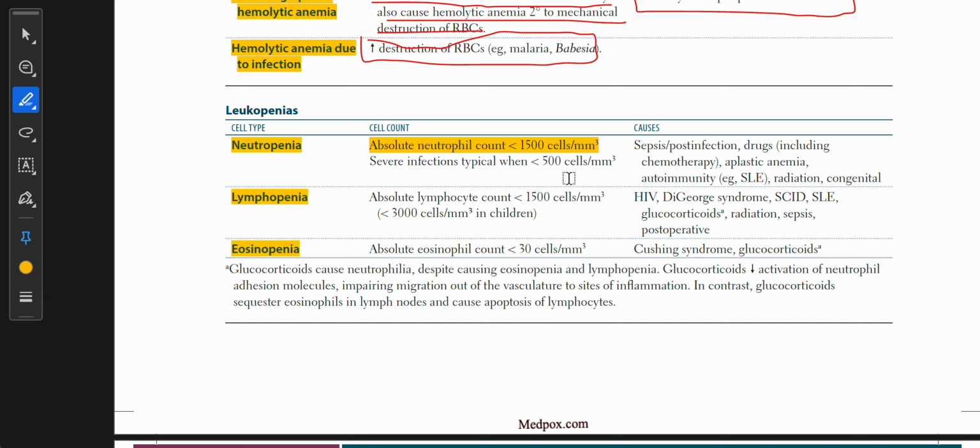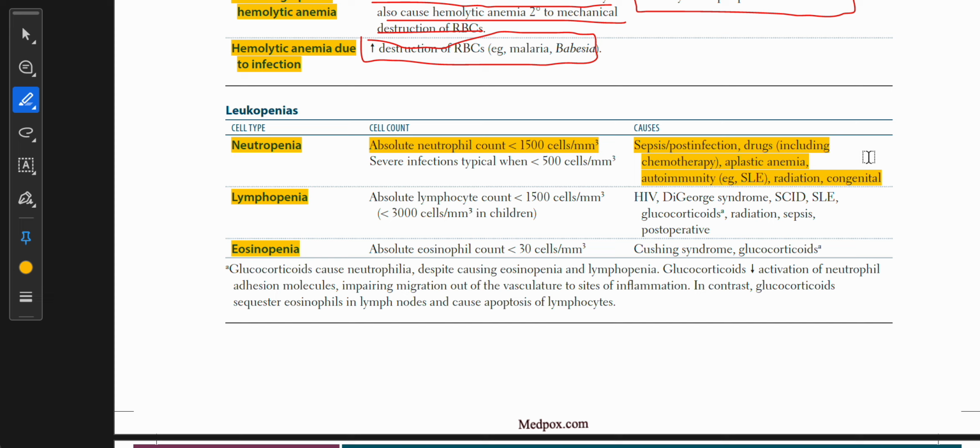Neutrophils are defensive cells, immune response cells, right? So if these cells are decreased in amount, obviously it is a very prone condition for infection to develop. The causes of neutropenia can be sepsis or post-infection, and drugs including chemotherapy, aplastic anemia, autoimmunity like systemic lupus erythematosus, and radiation, and also congenital diseases.